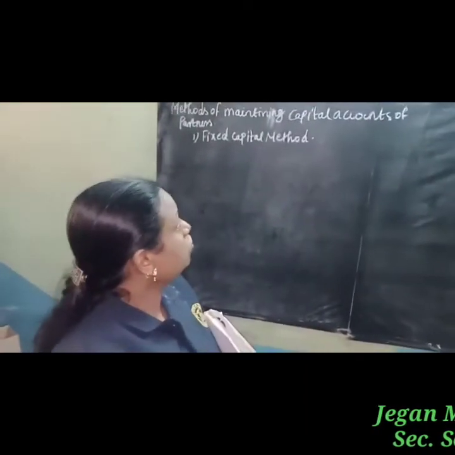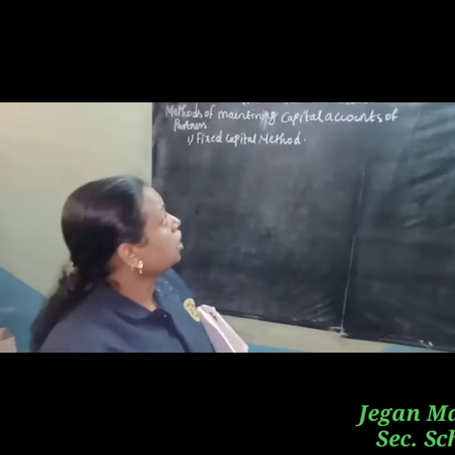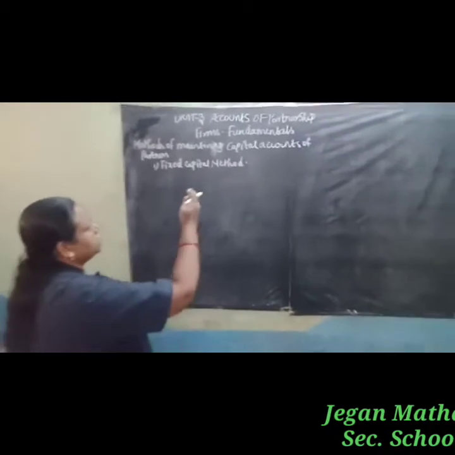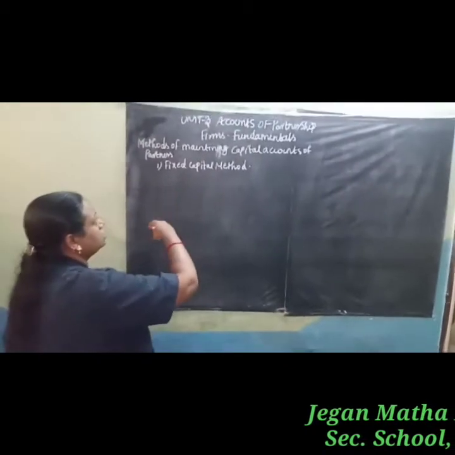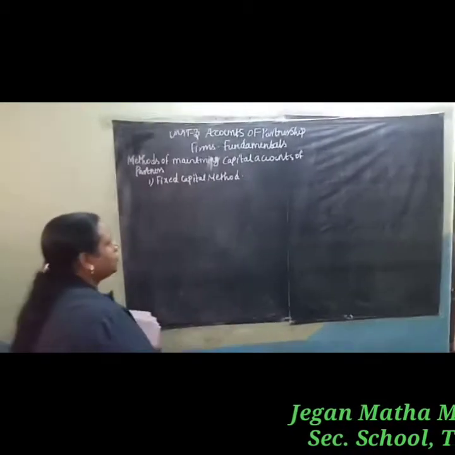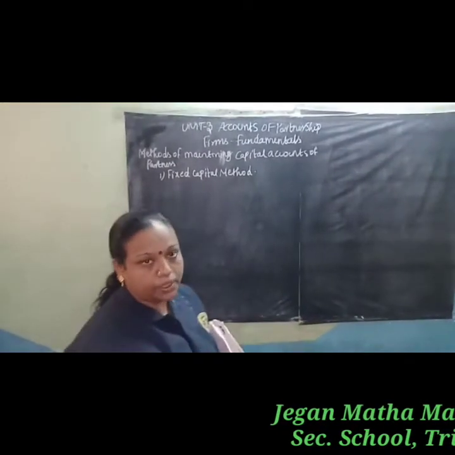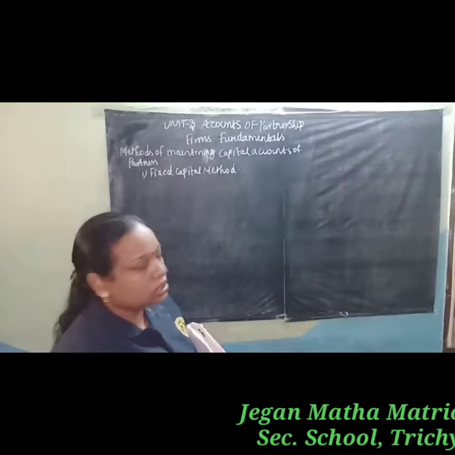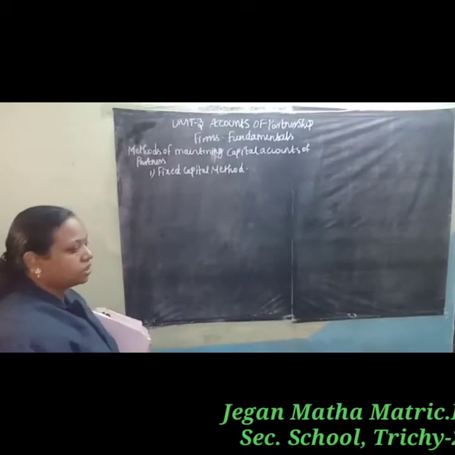So in this video we are going to discuss Unit 3, Accounts of Partnership Firm Fundamentals. Methods of maintaining capital accounts of partners: we have two methods, the fixed capital method and the fluctuating capital method. In this video we are going to discuss the fixed capital method. So what is meant by the fixed capital method?